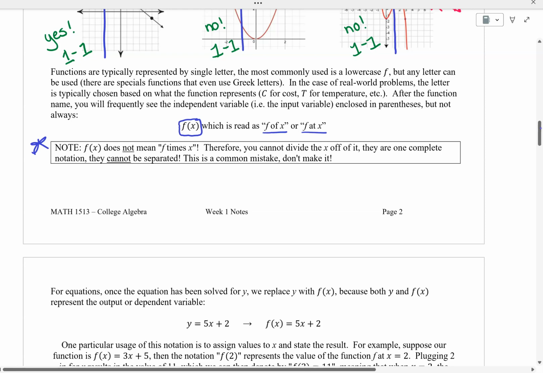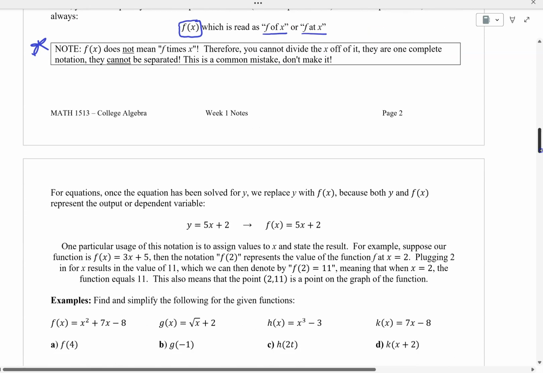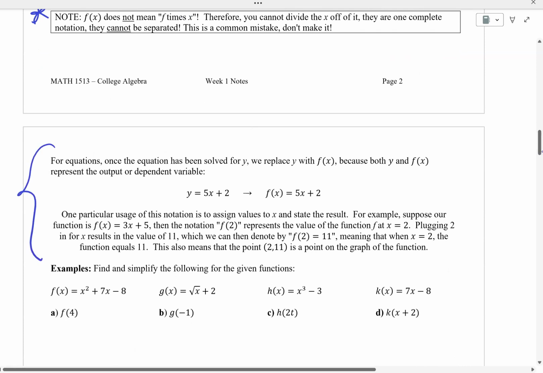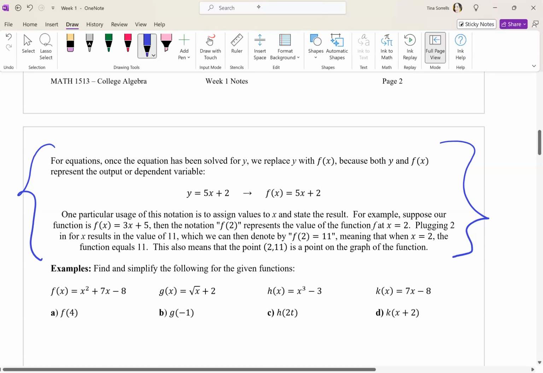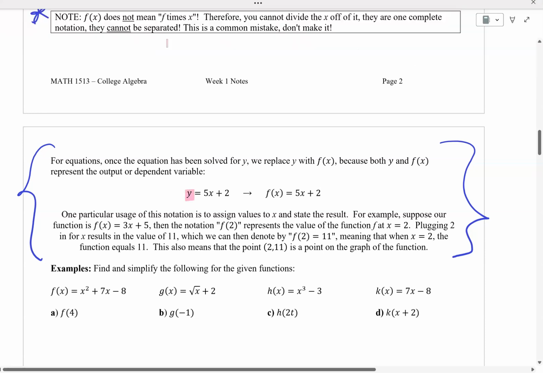What I basically tell my students is that this is a fancy term for y. The way I call it fancy is because of this thing right here, which is a great example. Notice we have two equations. I wrote the equation y equals 5x plus 2, and then I changed it to f of x equals 5x plus 2. Because remember, y and f of x are the same thing. F of x is just fancy for y, and this is the reason why.